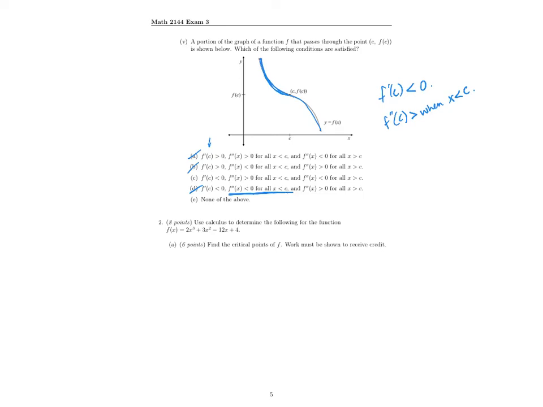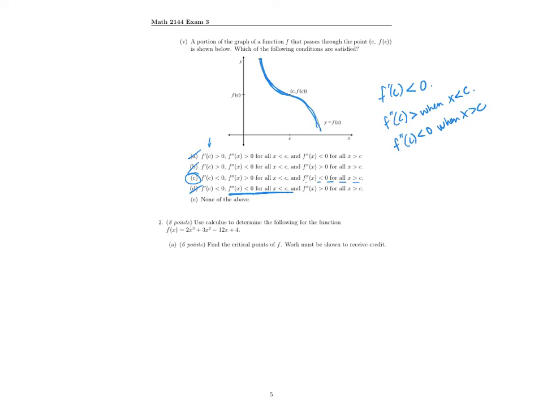Okay, let's see if this one works. And we know here f double prime of c is less than 0 because it's concave down when x is greater than c. So let's see if that part holds. Yep. So C is the correct answer there.